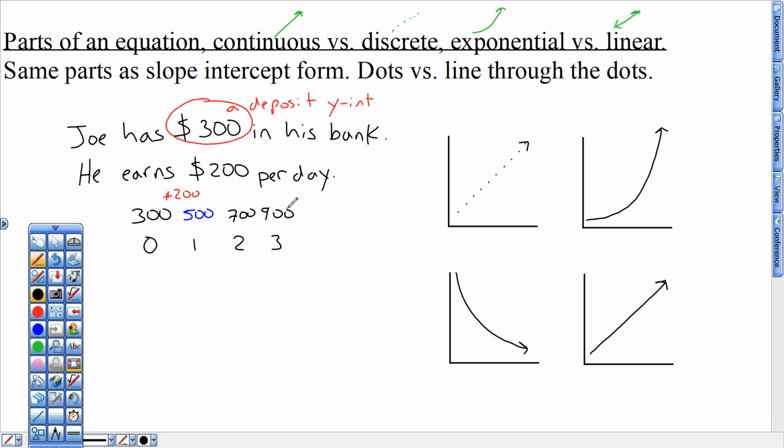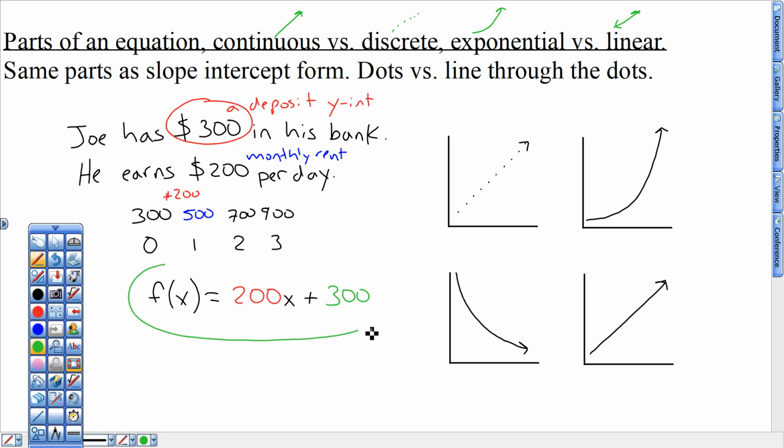All right, but for this, writing the function with whatever letters you use, you always put that rate of change number, that 200. That is your rate of change. That would be how much you're earning. That would be your monthly rent. If it was paying monthly rent each month, that would be your rate of change number right there. And of course, your y-intercept term, your 300, is how much you have at the zero time, at the beginning, at the 0 part of the graph.